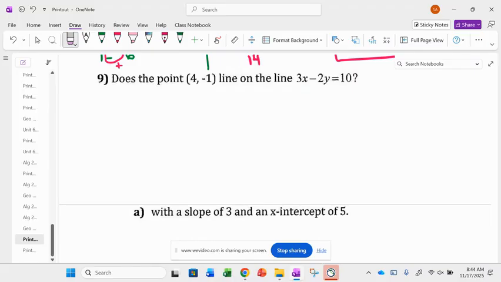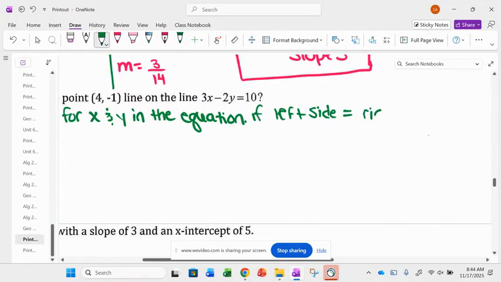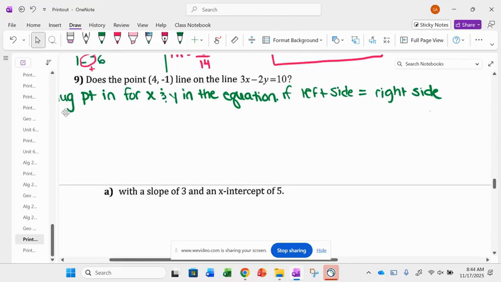So I will write down what I just said. Plug point in for x and y in the equation. If left side equals right side, point is on the line.